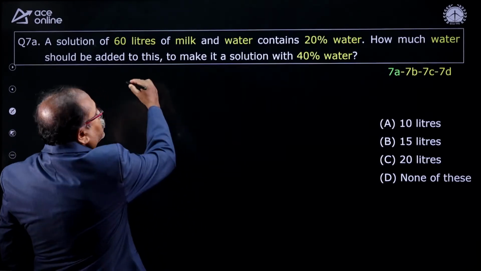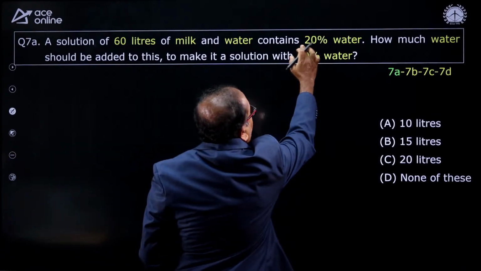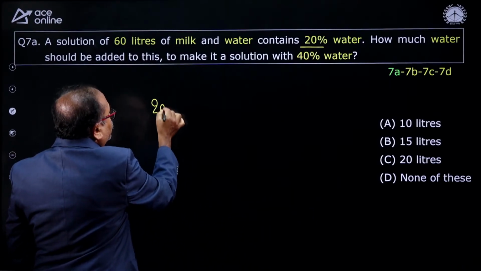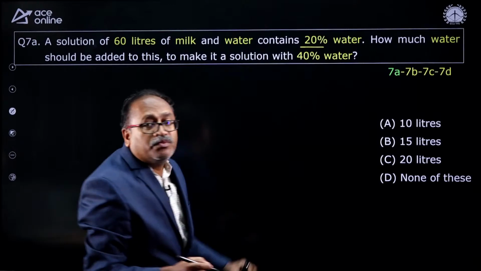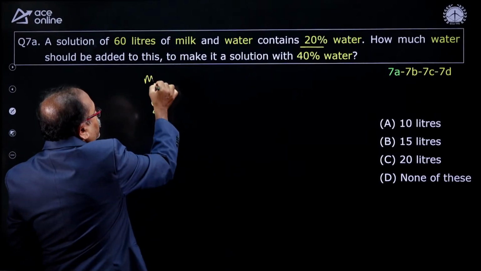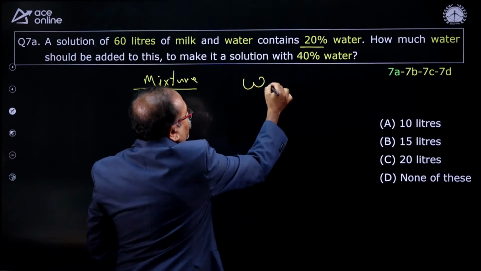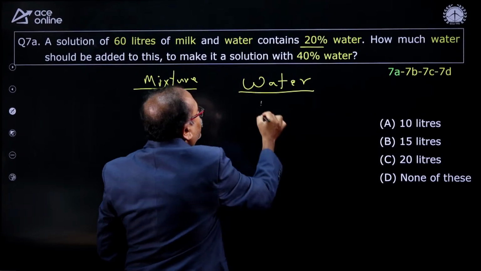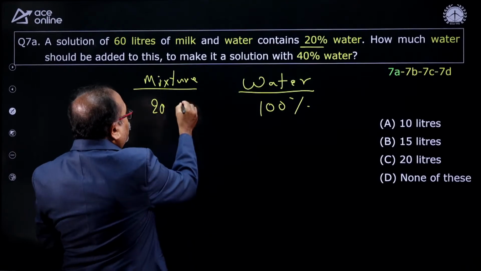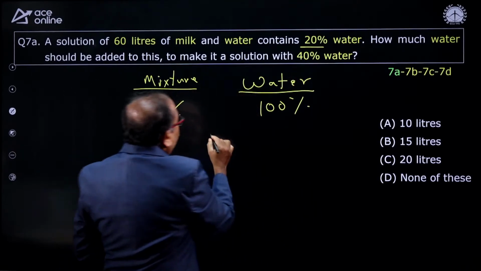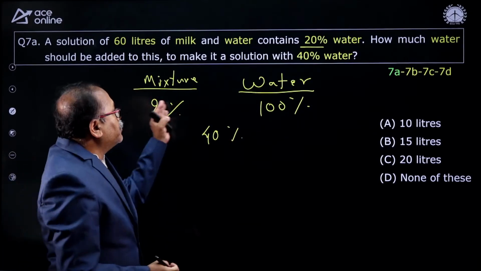Okay, fine. So here we are working out on this: 20% water is here, the solution contains 20% water. How much water is to be added? So this is your mixture. Here 20% water is there. Here you have to add the water. What percentage water is there in water? In water 100% water is there. When these two are mixed up, what should be the percentage of water? 40% should be the percentage of water. The cross difference will give us the ratio of mixture to water.